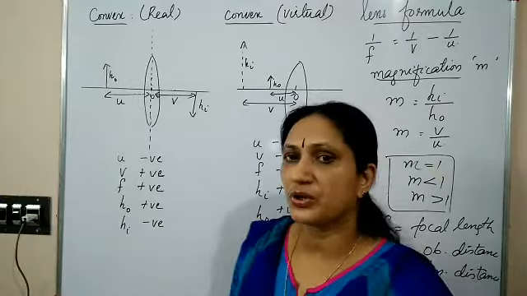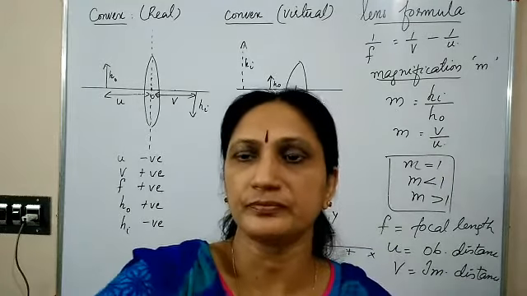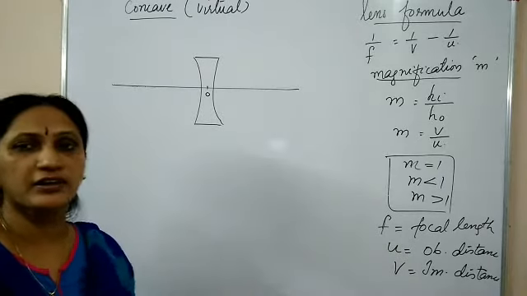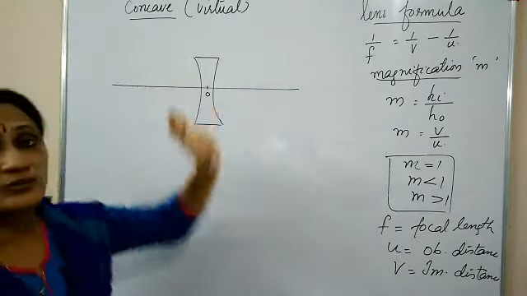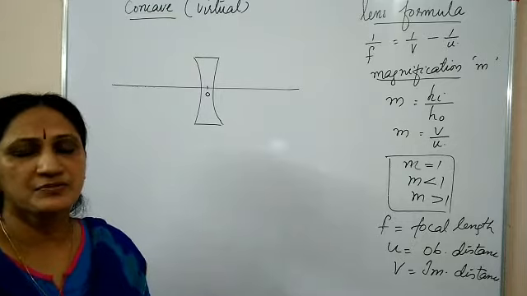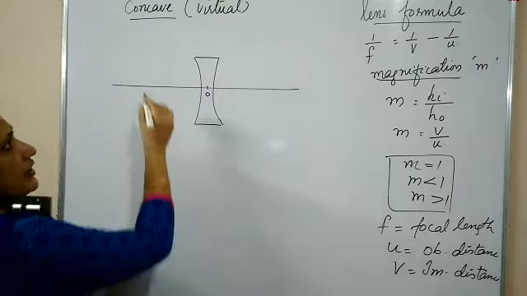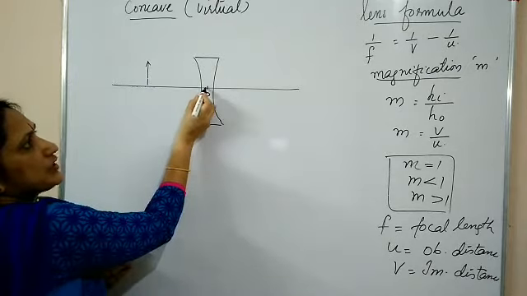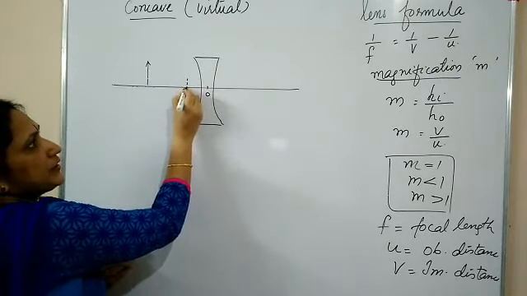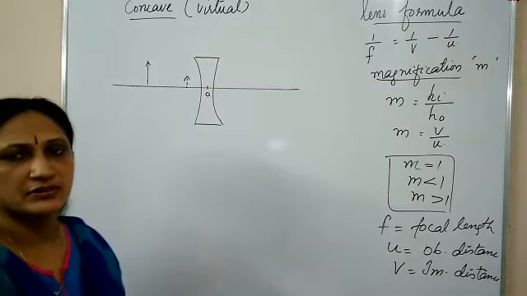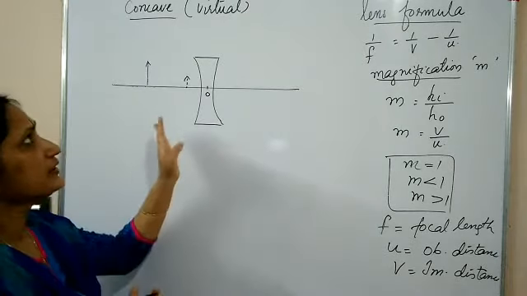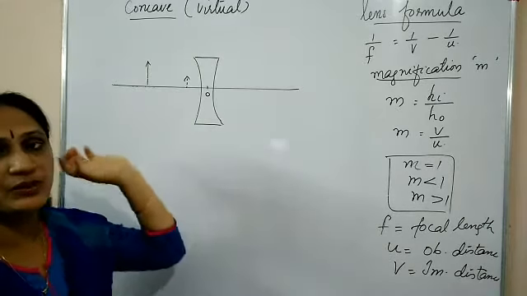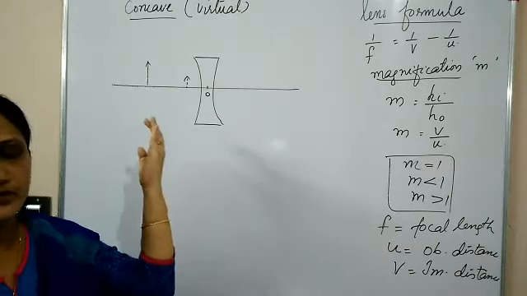Now, what about a concave lens? Now let us see the case of a concave lens. A concave lens always makes a virtual image. Okay, and you know, wherever you place the object, the image will form between O and F. It will be a diminished virtual image. For a concave lens, this is the only possibility. A virtual diminished image will form on the same side of the object.